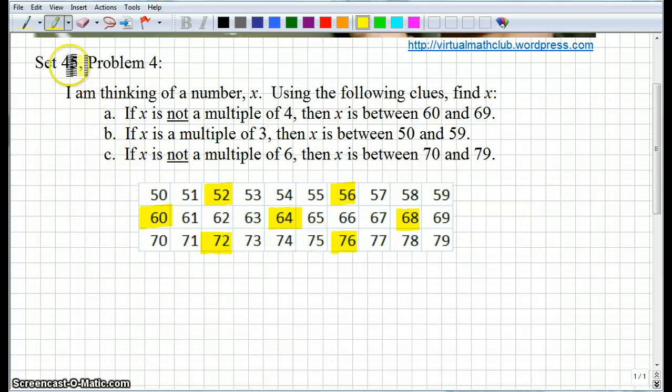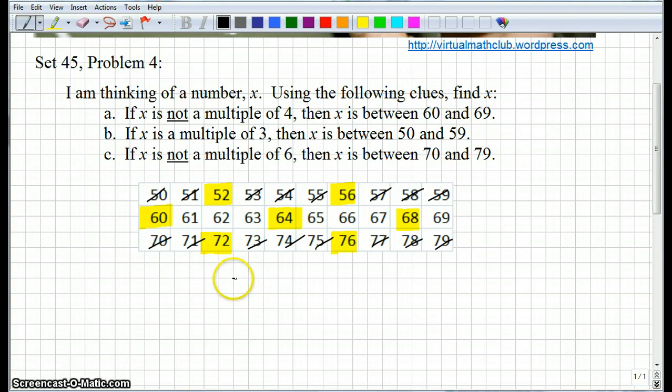Now it says if it's not a multiple of 4, then it's between 60 and 69. So essentially all the numbers that are not multiples of 4 can be eliminated, other than the ones between 60 and 69.